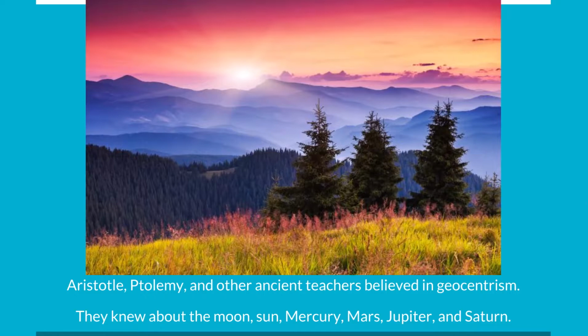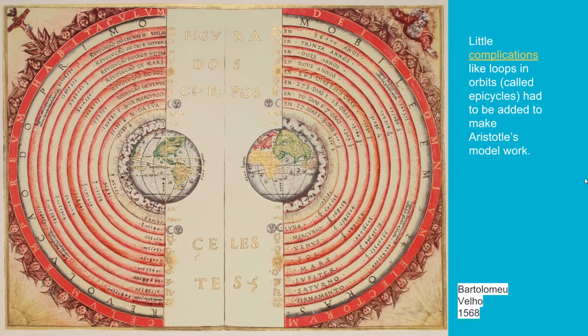They also knew about other solar system bodies. So they knew about Mercury, Mars, Jupiter, and Saturn, and they believed that these planets also orbited around Earth, but that their orbits were a little more complicated. So this is one model, for example, of geocentrism. This is one that, for example, Ptolemy would have used.